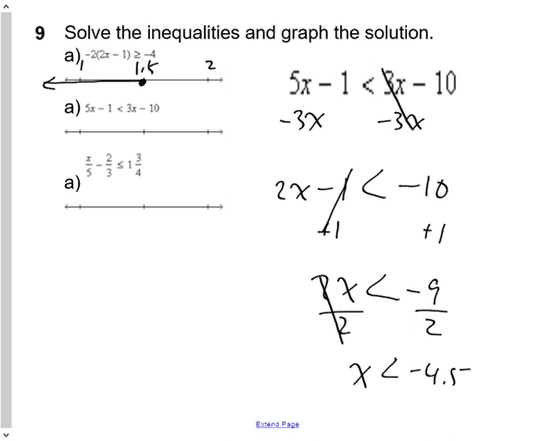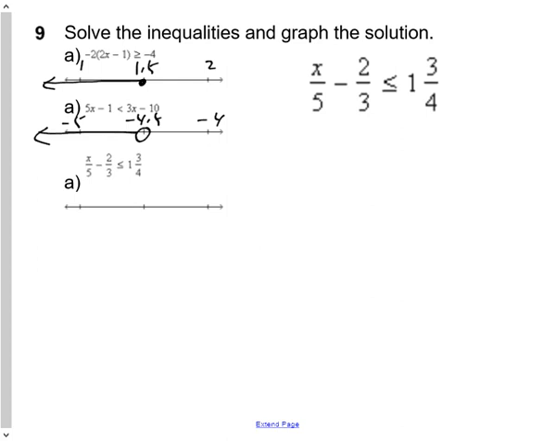-4.5. So going over to my number line, I'm going to put -4.5 here, -5 on that side, and -4 on this side. And since it is not equal to, I'm going to use an open boundary point, and any value that is less than -4.5 would be that way on my number line.